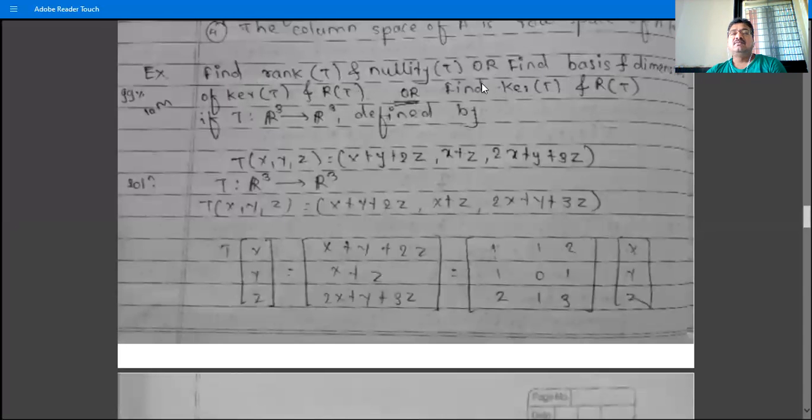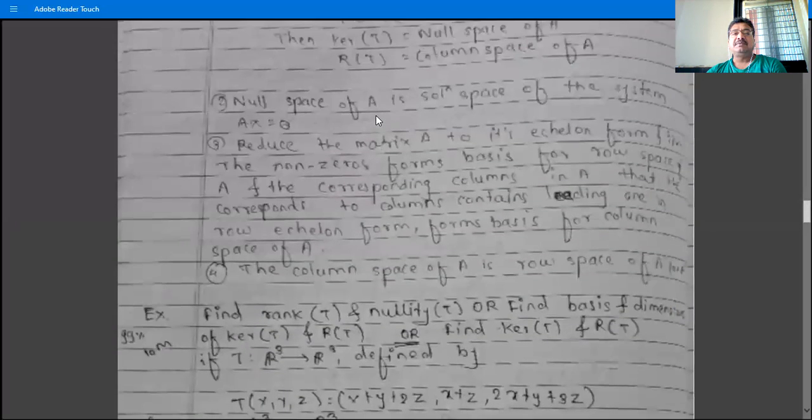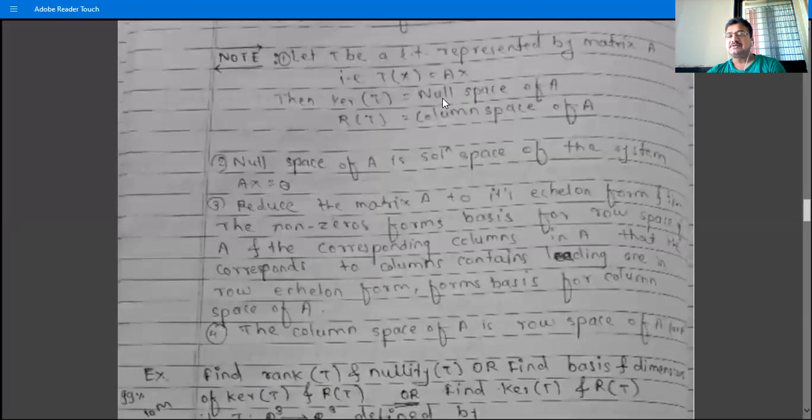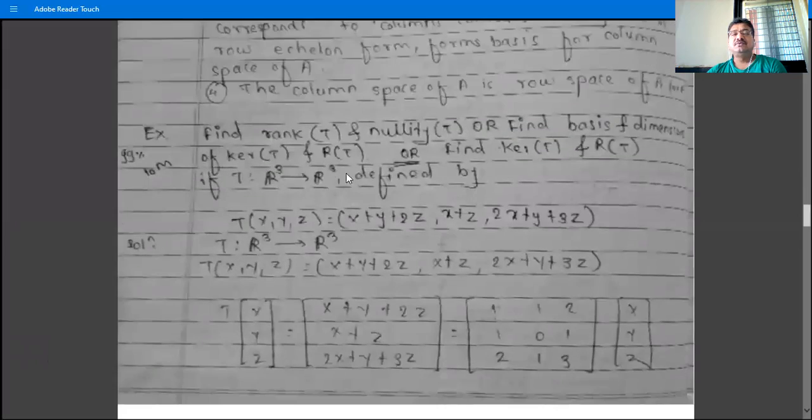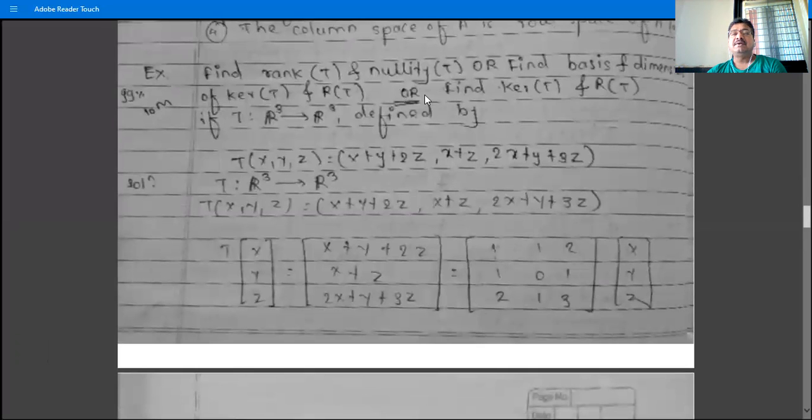So what is kernel of T? The kernel of T is the null space of A, and range of T is the column space of A. So we have to solve this example. And what is the procedure to obtain the answer of this example?